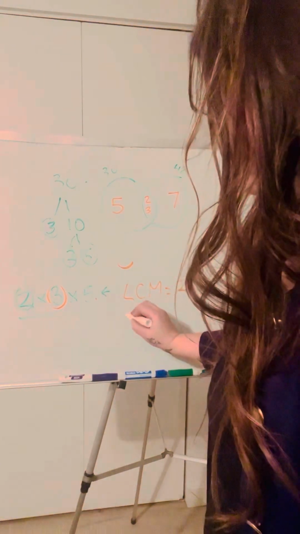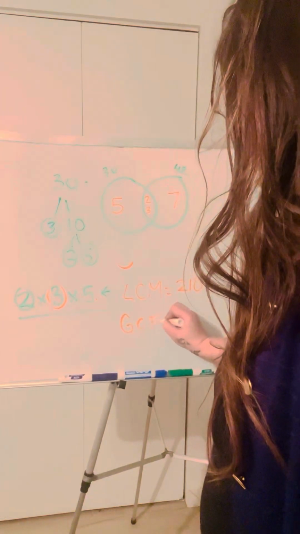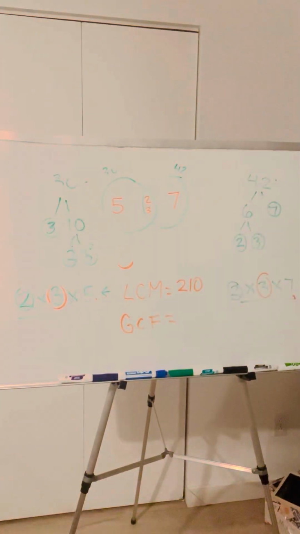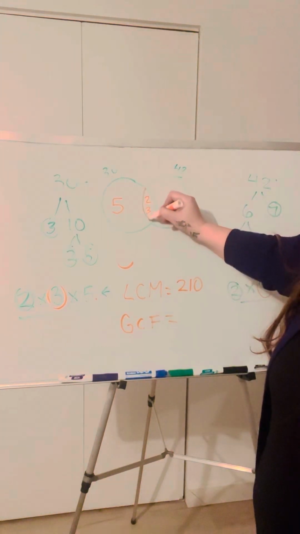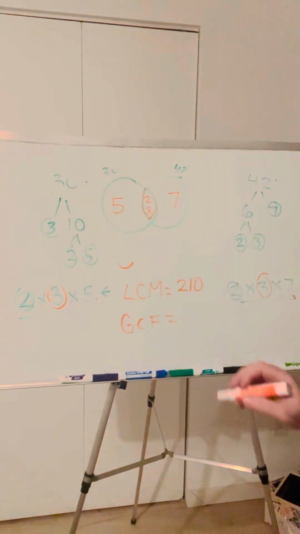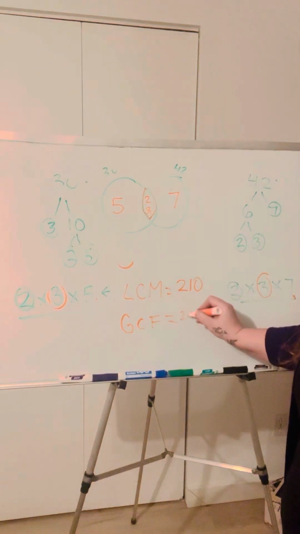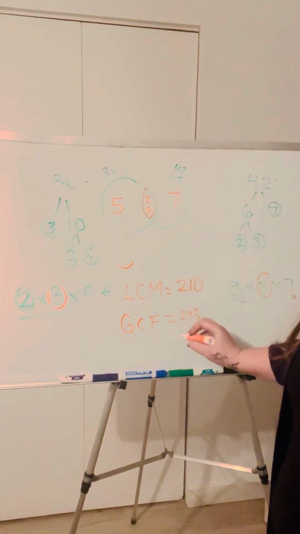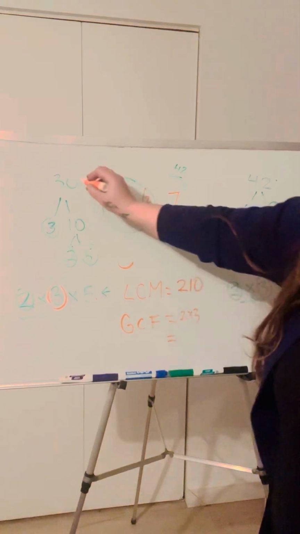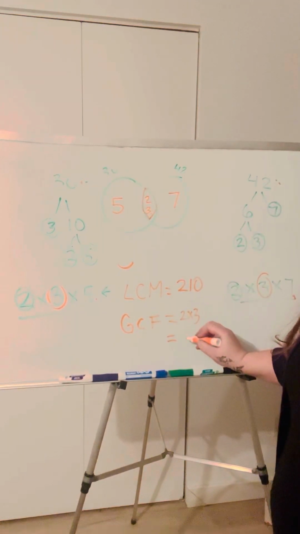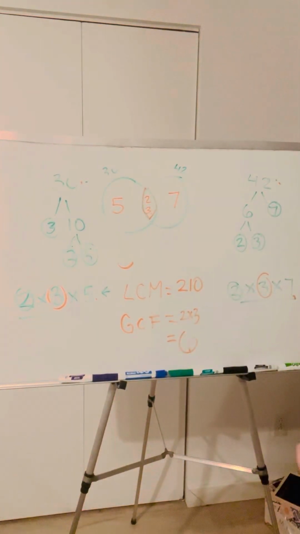For GCF, the greatest common factor, all you have to do is multiply the numbers that are in the overlapped area. So we do 2 times 3. The greatest common factor for 30 and 42 is 6. And that's how you find the lowest common multiple between two numbers and the greatest common factor between two numbers.